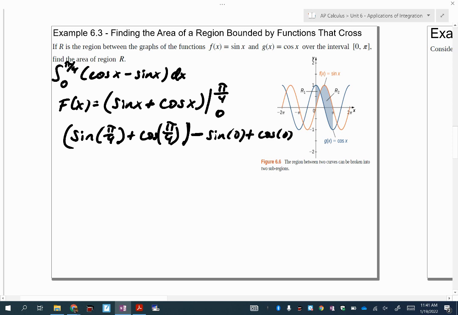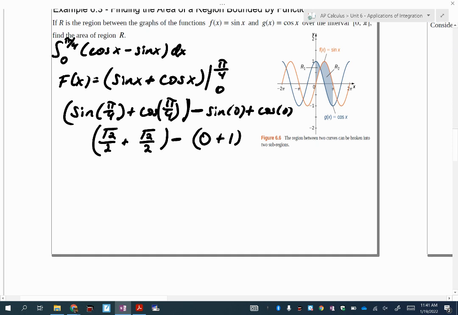All right, we know that these are both the square root of 2 over 2. And then that's going to be minus the sine of 0, which is 0, and the cosine of 0 is 1. The square root of 2 over 2 plus the square root of 2 over 2 is just going to be the square root of 2, minus 1. So this is equal to the square root of 2 minus 1. All right, so that's just like halfway done.